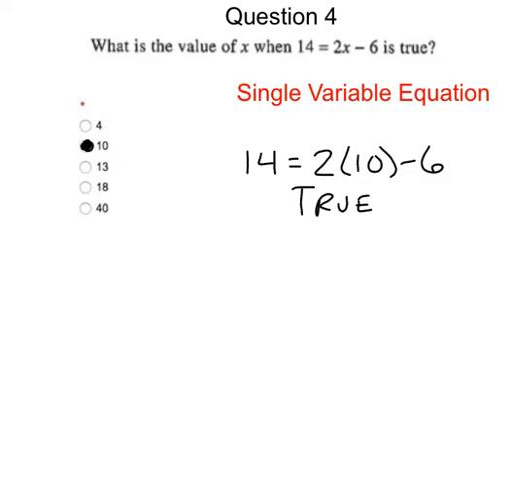Question number 4, we're solving for x. I'm going to add 6 to both sides. That gives me 20 equals 2x. Divide by 2 on both sides, and that gives you 10. 10 is my answer. I can double check that.